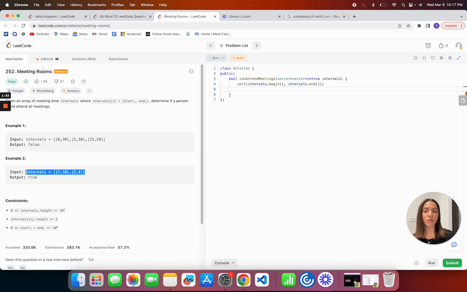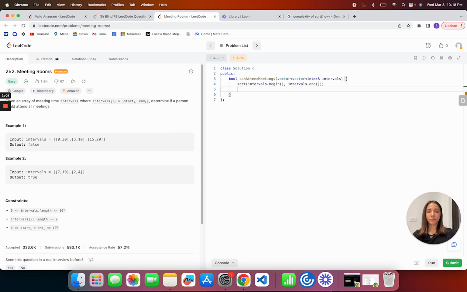So when we call sort on this interval, it's going to compare the 2 and the 7. It doesn't matter if the 4 was actually a 100, because it only looks at the first index. So the 2 would get put into the front after this is sorted.